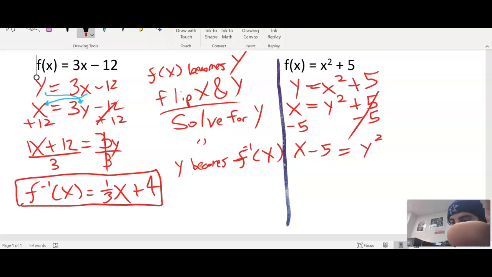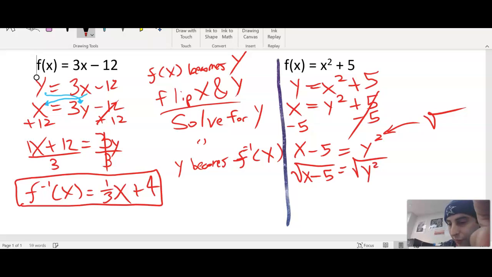Now this last step is going to be a little different. Whenever you have a squared, you're going to have to square root to get rid of it. Squares and square roots are opposite things. They are inverse operations. So I'll put a square root on the left side, square root of x minus 5, and I'll put it over y squared. When we have square root and squared, those cancel out. I like to scratch them out. And my last step, I'm going to rewrite y as f inverse x, and that equals the square root of x minus 5.